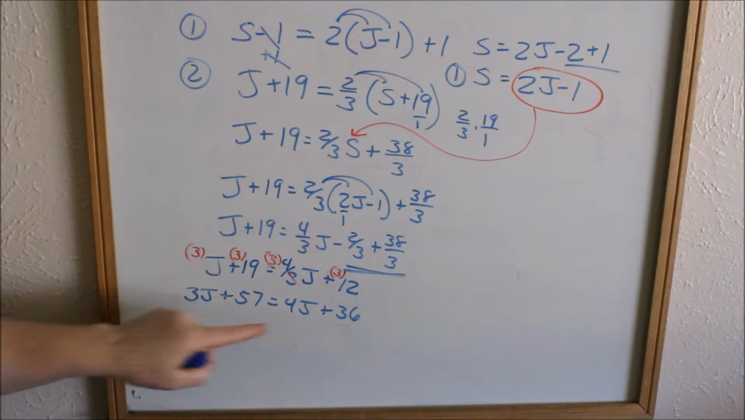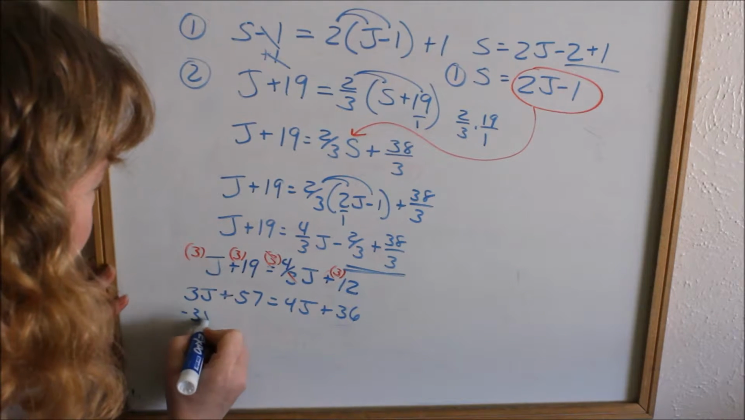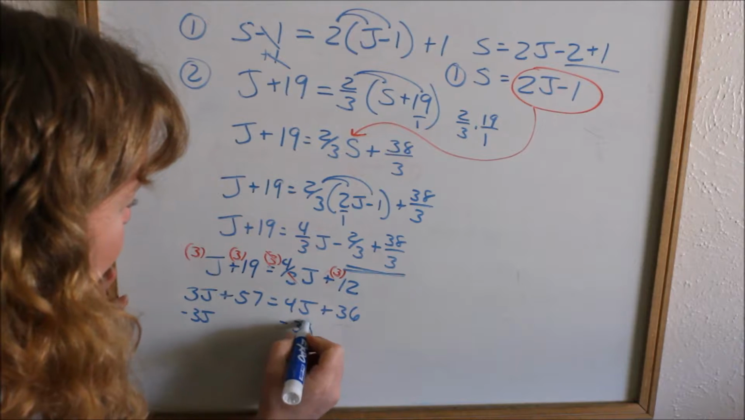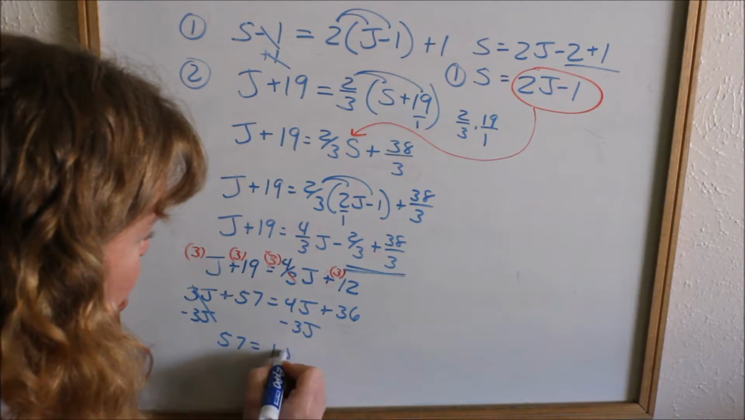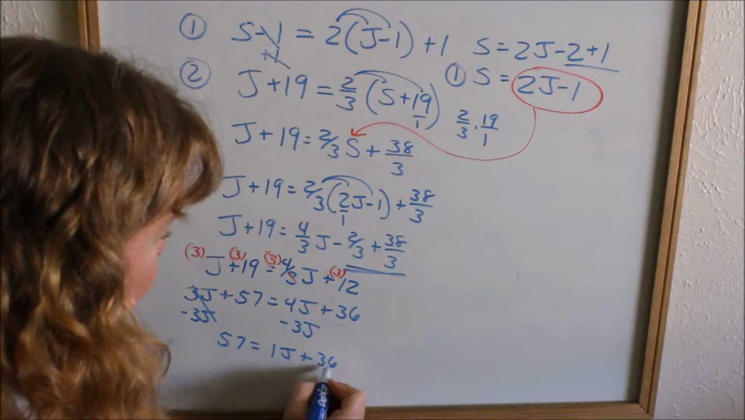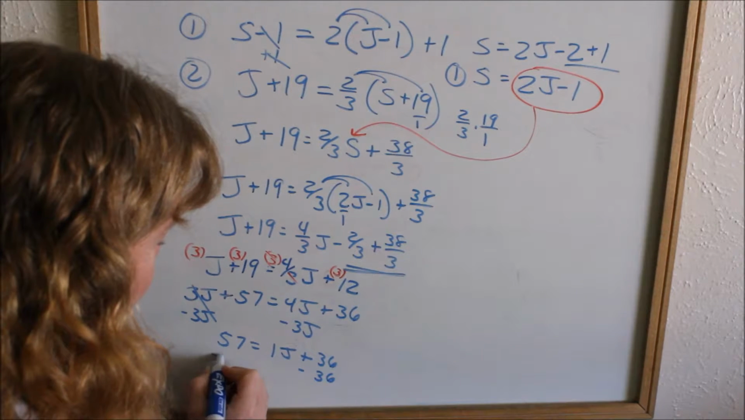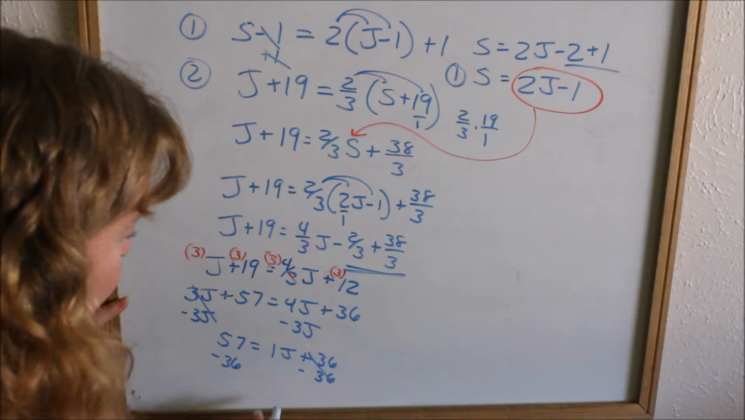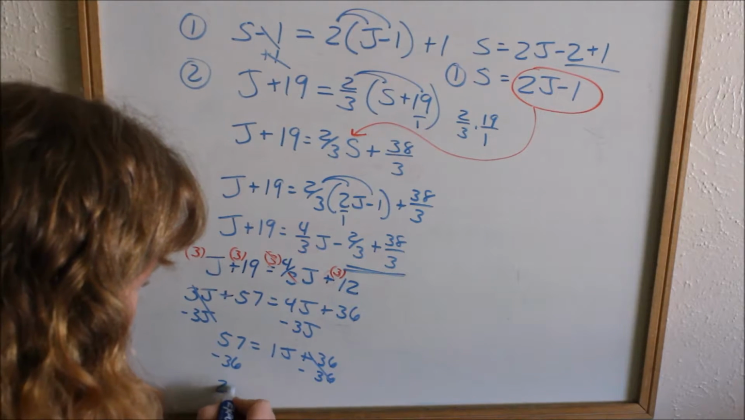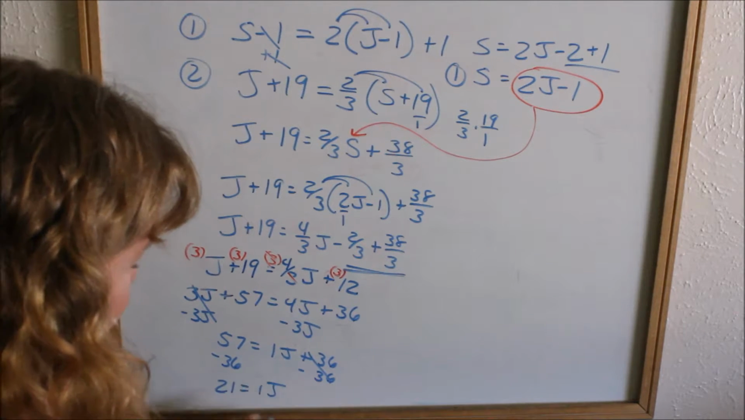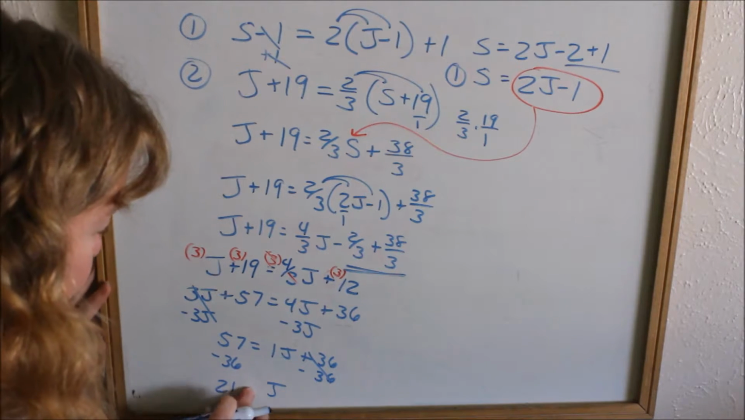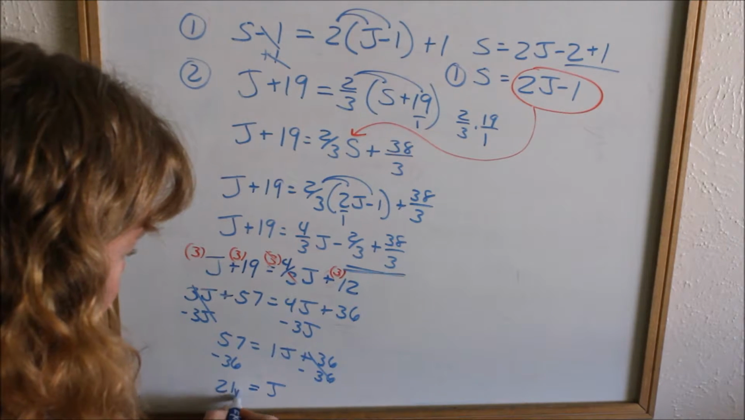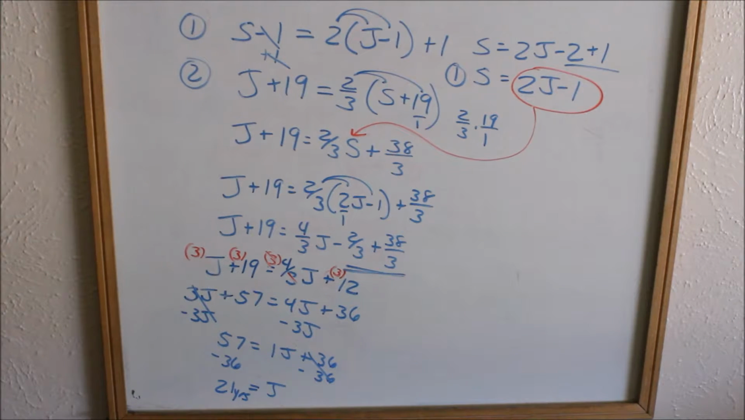I'm going to subtract my 3J over here, so I end up with a positive number. So 57 equals 1J plus 36. Subtract 36 from both sides. And so then I'll get 21 equals 1J, or just J. And what does that mean? It means that Jane is 21 years old now.